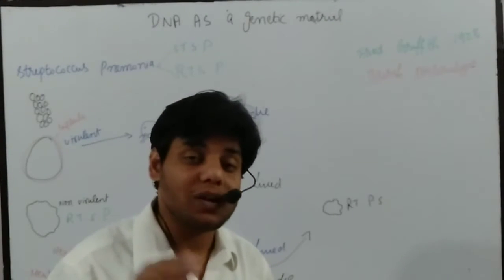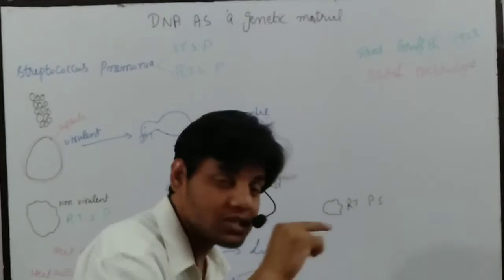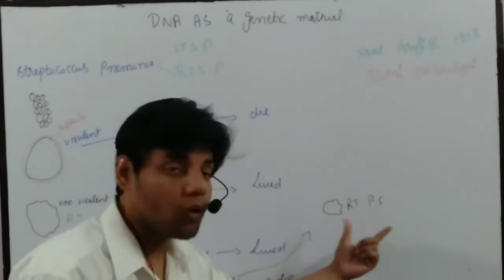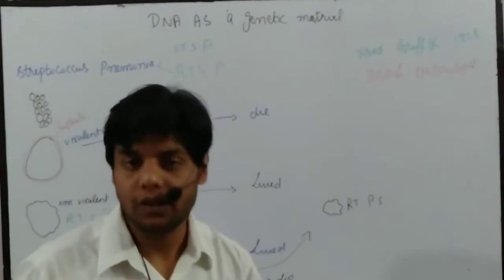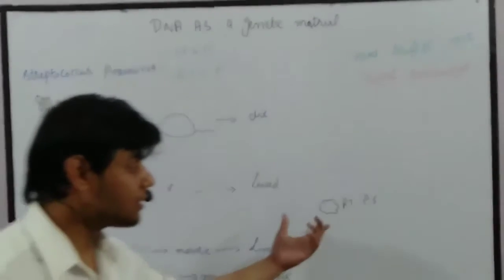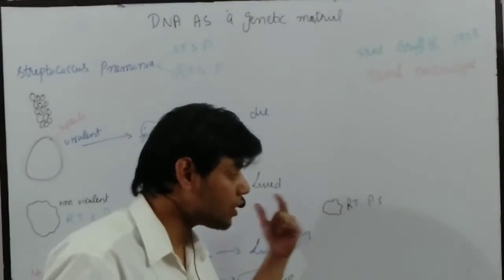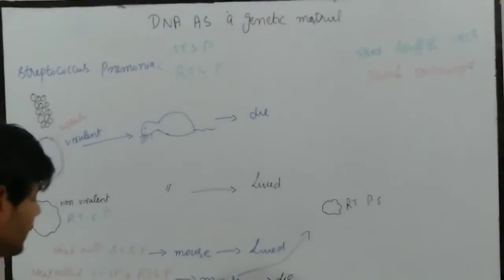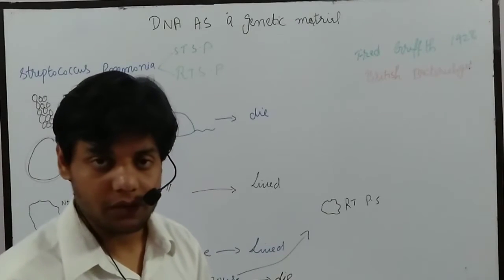The material which was transferred to this R-type bacterial cell, which can cause the death of the mouse, was actually the DNA, which was transferred to that cell by the heat-killed S-type bacteria.